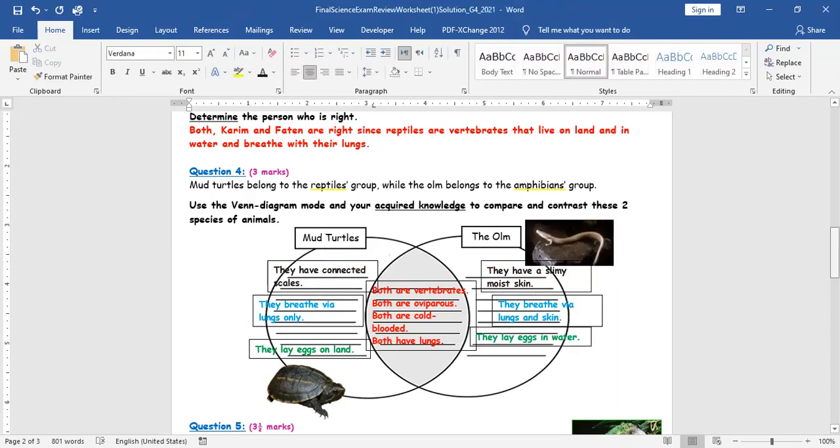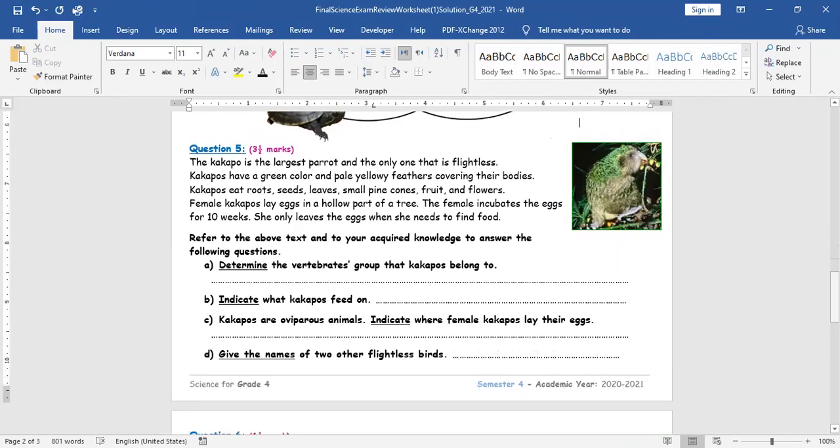Okay. Question number 5. Right here, we're talking about kakapoo. So the kakapoo is the largest parrot, and this is the only parrot that cannot fly. This is a flightless bird. It can't fly. Kakapoos have green color and pale yellowy feathers, so their bodies are covered with feathers. They eat roots, seeds, leaves, small pine cones, fruits, and flowers.